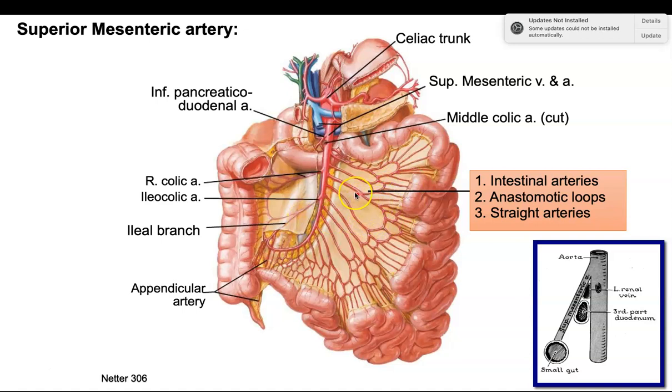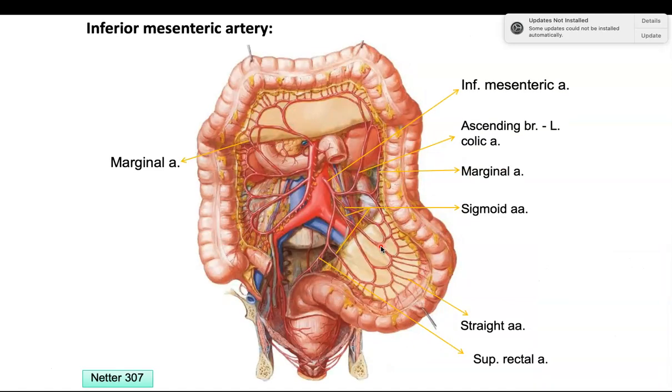They are called the intestinal arteries, jejunal and ileal arteries, and you see they form anastomotic loops called the arterial arcades, and the straight arteries or vasa recta arise from the arterial arcades. So that's how it supplies blood to the area of the superior mesenteric artery.